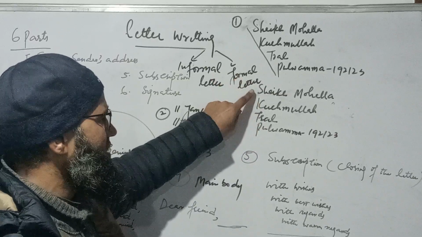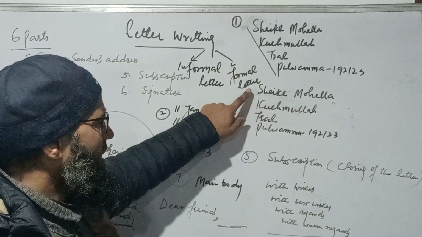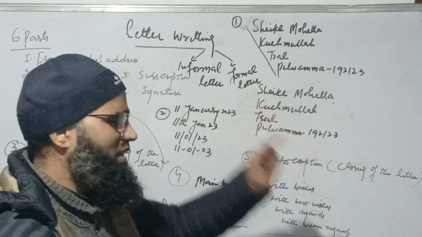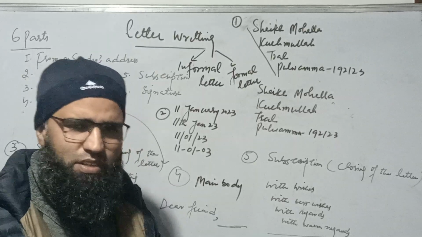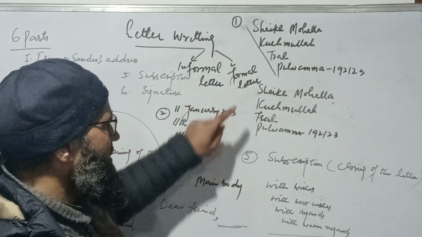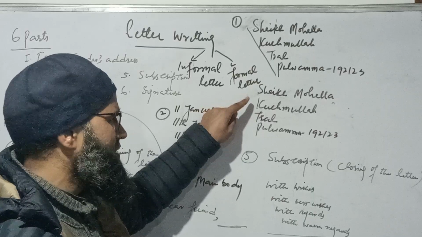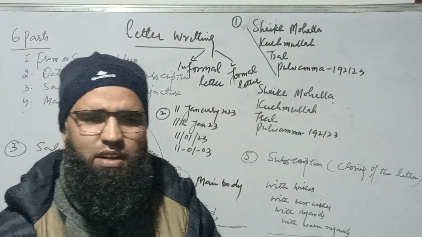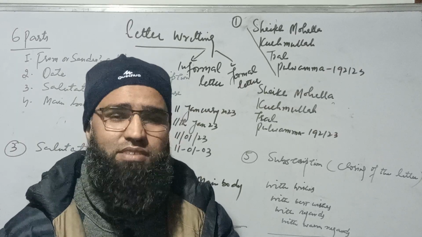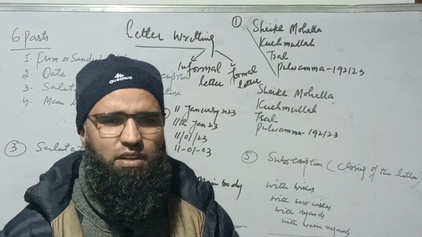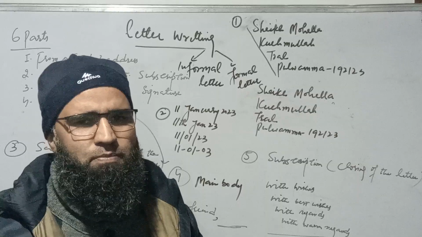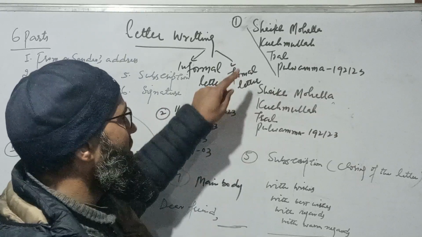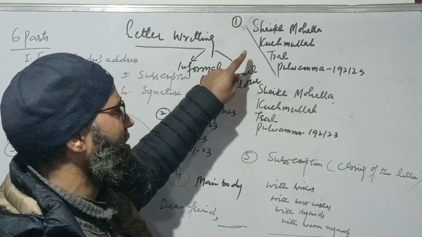I can show you here: Sheikh Wala, then Kuchmala, then Tral, then Pulwama, then the pin code of the district. If we join the first letter of each and every sub part of the from address, it becomes a vertical line, perpendicular to the horizontal line. So this is the block style.